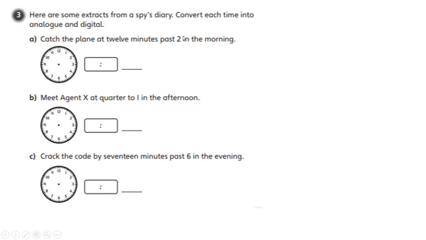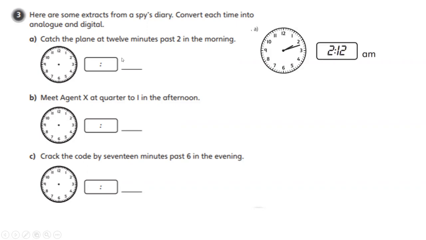So if it's 12 minutes past two, we know two is the hour. So two always goes first in the digital. And it's 12 minutes, so it's 2:12. And if we're doing it on the analog, we would say that the hour hand is at the two, just moving a little bit towards the three, but not far. And it's 12 minutes past, so we go 5, 10, 11, 12. So that's what your digital and your analog should look like at that time.